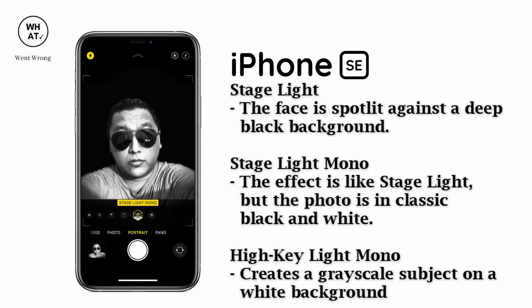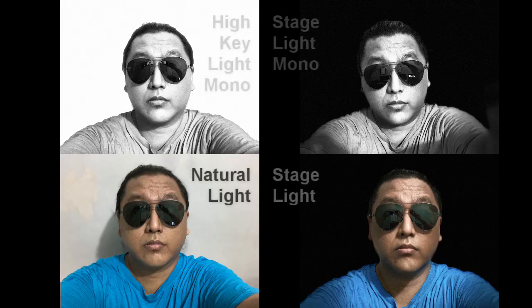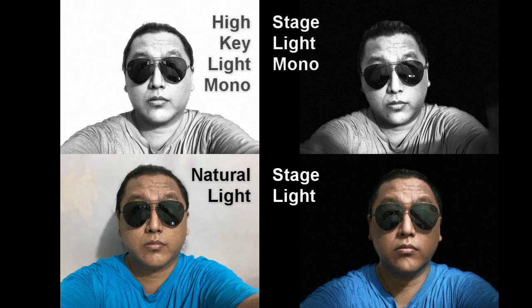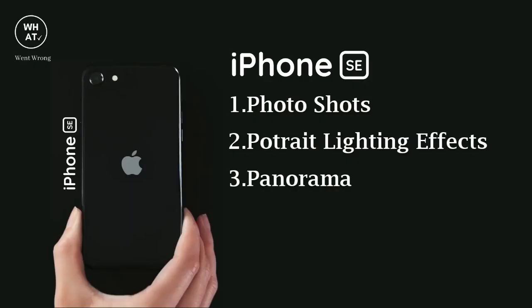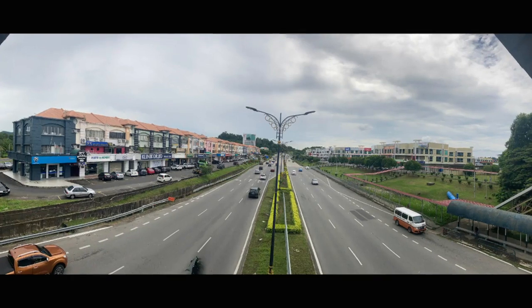In this video, I just took 4 different effects just to demonstrate its result. All the effects are kind of cool, especially the high key light mono, which I like the most, and I think you can use this to shoot a full model with the white background. Alright, that's it. Let's move to the next section, Panorama mode.